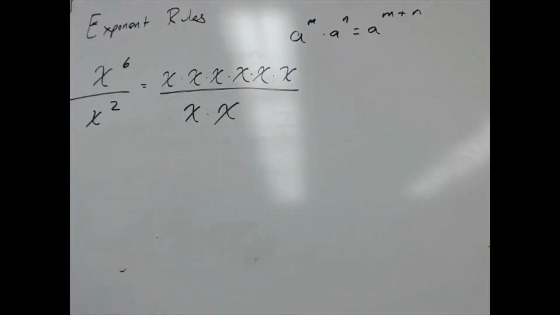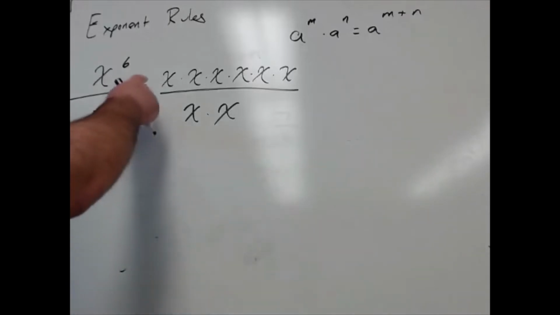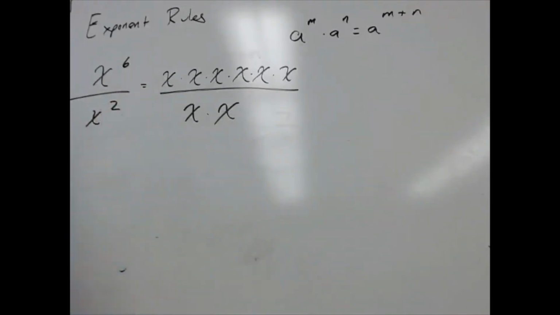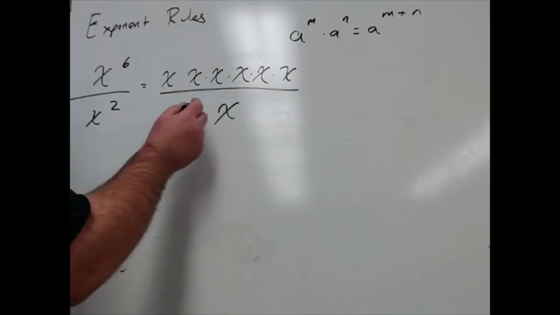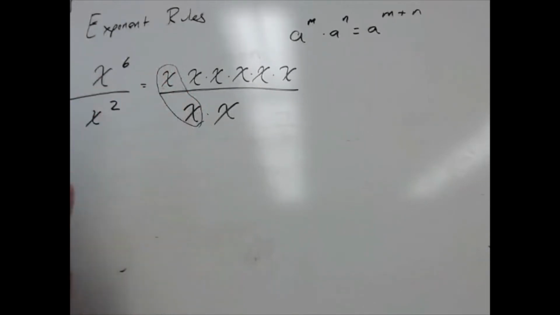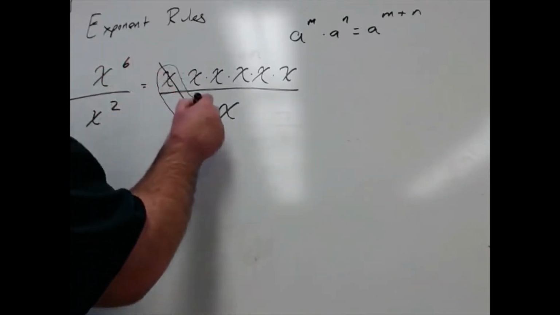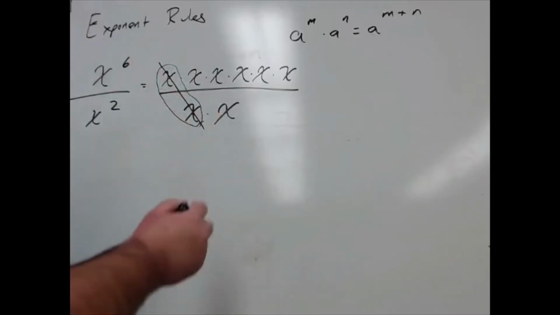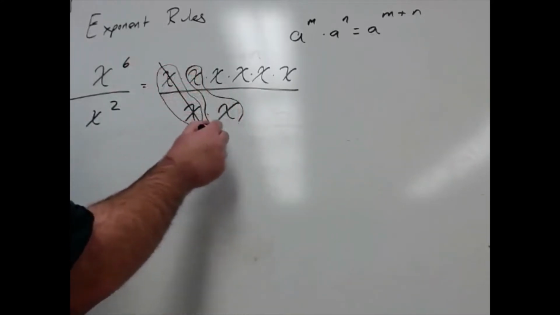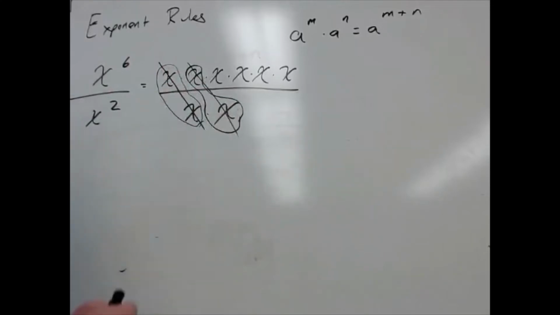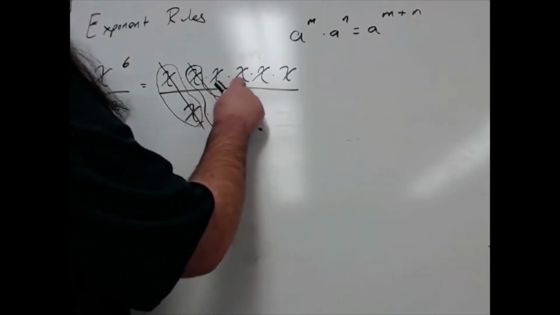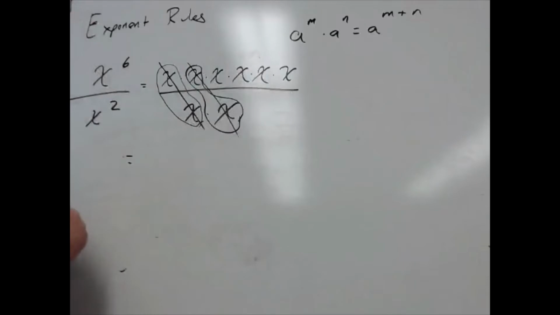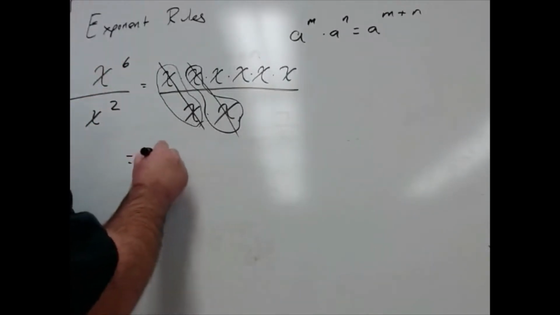Looks like a lot of x's, but now, since we have a fraction, what I can see is I can pair up this x on the bottom with this x on the top. And x divided by x, well, any number divided by itself is always 1. So that means these can cancel out. Another pair of x's can cancel out right here. They cancel. And that leaves me with just 4 x's left on top. So this must mean that x to the 6 divided by x squared is equal to x to the 4.